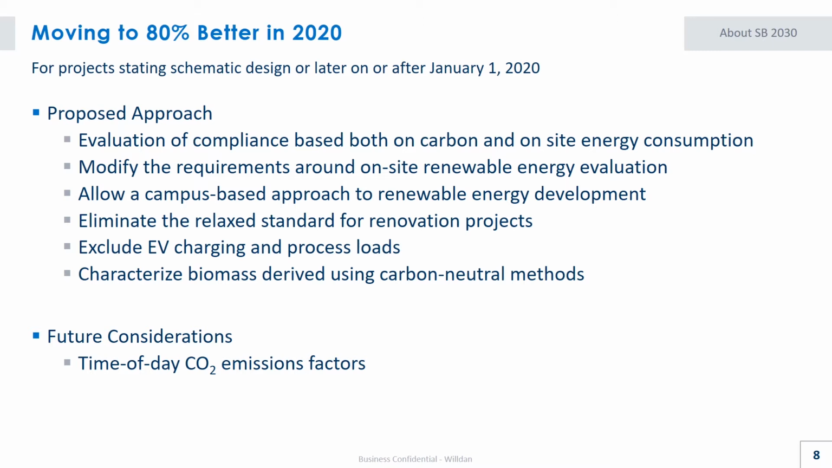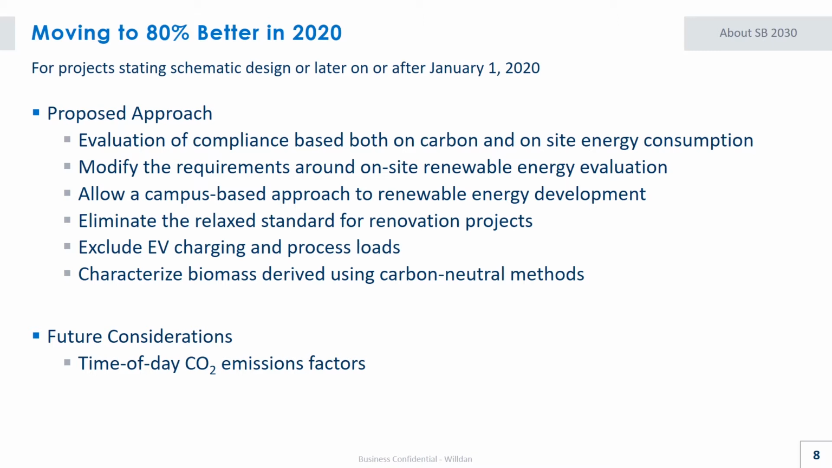We're going to eliminate the relaxed standard for renovation projects. Currently, if you have a renovation, you only have to hit half of the reduction that a new building does. We have found that most renovations are able to hit the full standard, and with the 15-year payback cap, we think that'll cover it. So in the future, you'll have to get to 80% with a renovation, and if you can't, you'll have to demonstrate that it's because it's not cost effective.